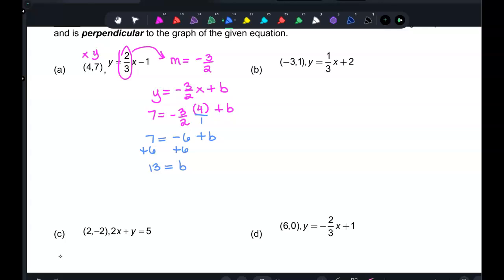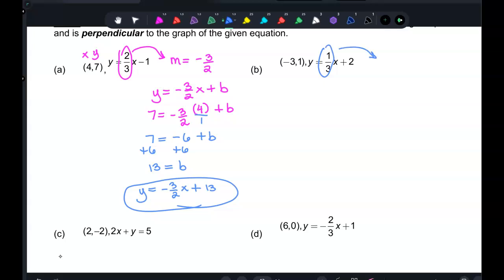Okay. Now, we have to be careful when we write our answer. We're not using the 2/3. We're using the negative 3 over 2. Okay? So it's going to be y equals negative 3 over 2x plus, now we put in our new value of b, plus 13.